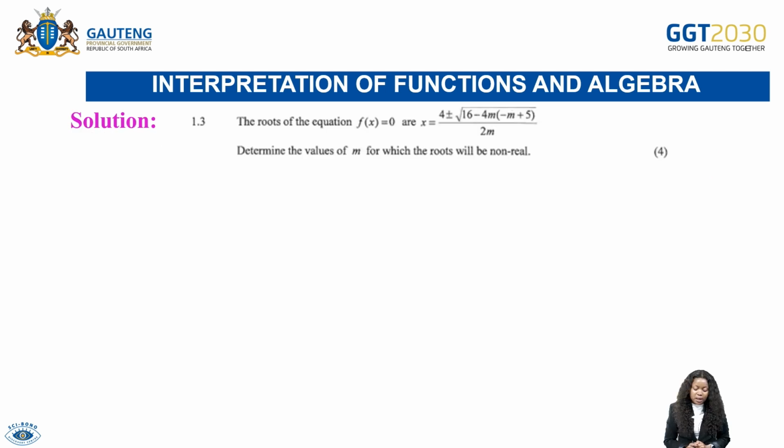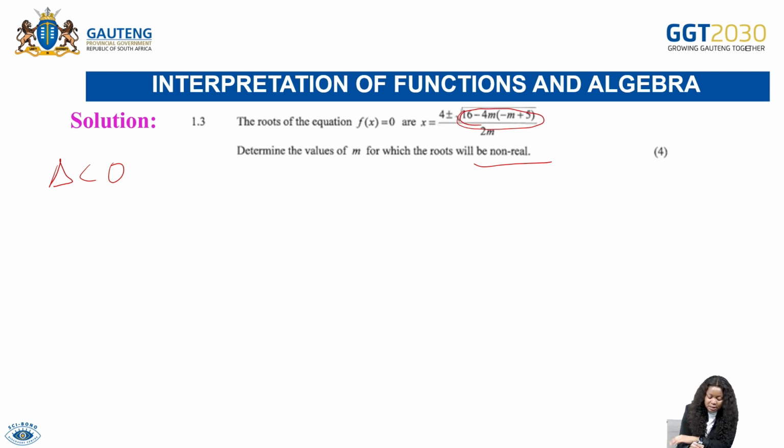Okay, let's move to 1.3, which is the nature of the roots. It says the roots of the equation f of x equals 0 are given as 4 plus or minus the square root of 16 minus 4m into -m plus 5, all over 2m. You need to determine the values of m for which the roots will be non-real. So remember the nature of the roots. For the roots to be non-real, or for the roots to not exist, your discriminant needs to be less than 0. So whatever is inside the square root needs to be less than 0.